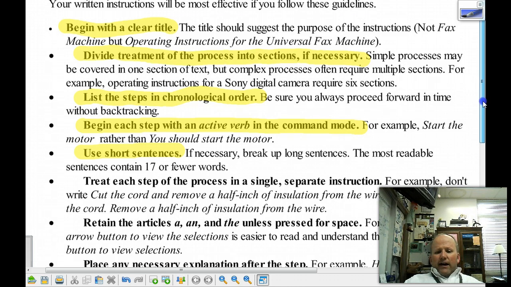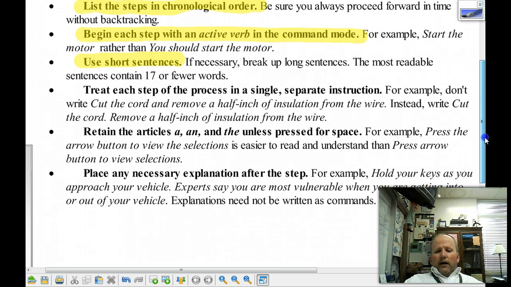Treat each step of a process as a single separate instruction. Please just don't go on and tell somebody to do 15 steps in step 3. Don't say do this and this and this and this. You want to tell them to do a couple of things that are related? Okay, but don't tell them to do 5 or 6 things in a single step.